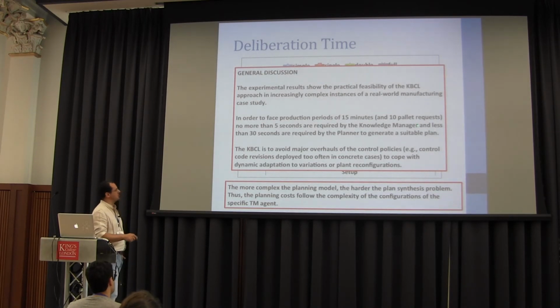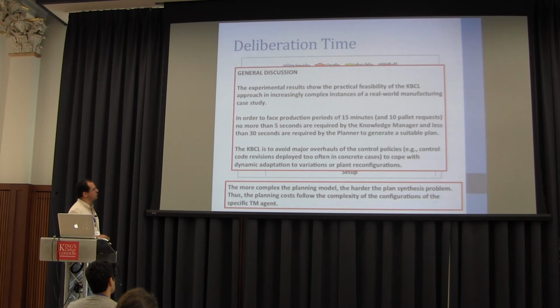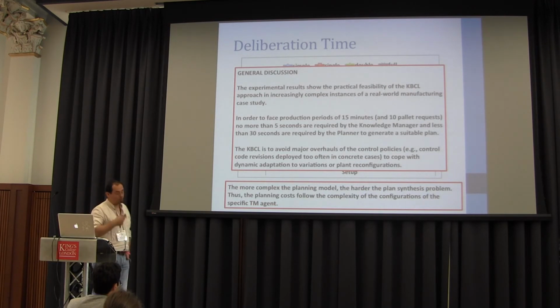Again, in 15 minutes we have 10 pallet requests, and we are able, with no more than 5 seconds, to manage knowledge-based issues by the knowledge manager, and no more than 50 seconds by the planner to generate a suitable plan. So the knowledge-based control loop is actually able to avoid major overhauls of the control policies, dynamically adapting the planning domain, and thus addressing dynamic adaptation of the control to variations of all plant reconfigurations.